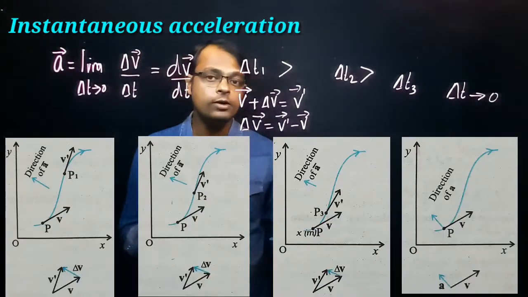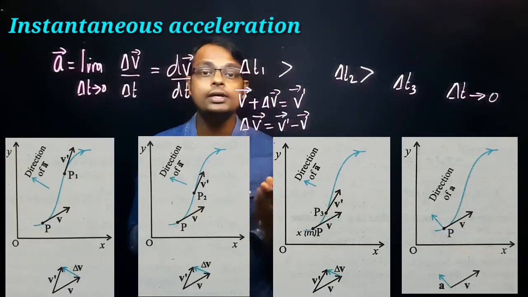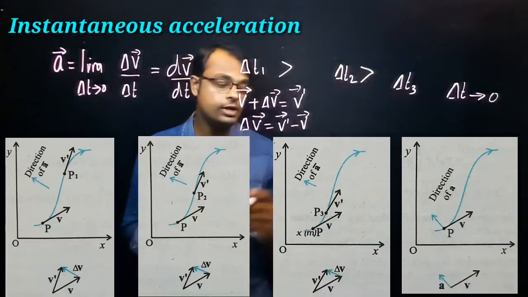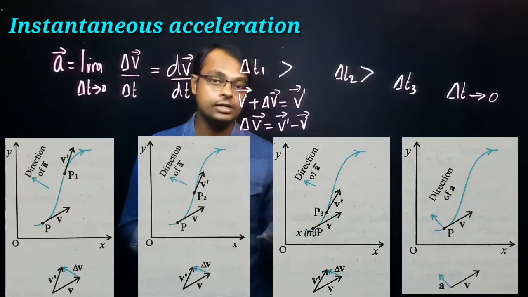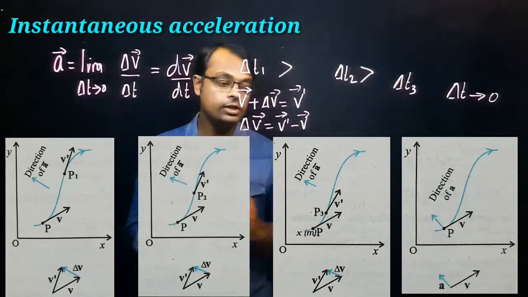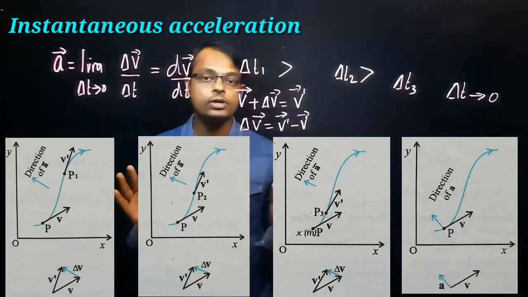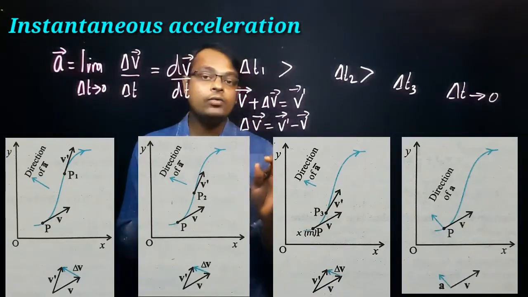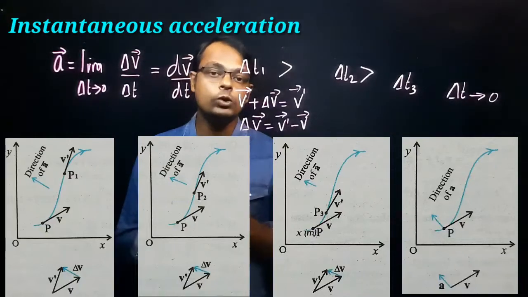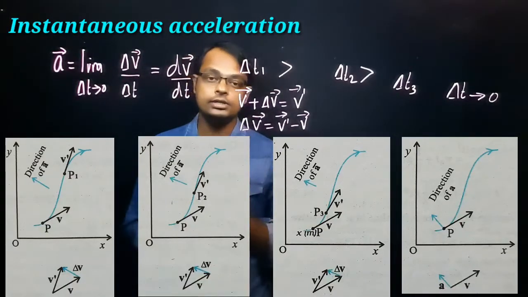Now you can see in the picture, the average acceleration is now changed into what? Instantaneous acceleration. Now you can see here the direction of instantaneous acceleration. See the picture here, that is the instantaneous acceleration direction. So what actually happened here? When delta t tends to 0, the average acceleration becomes what? Instantaneous acceleration. That's what we were discussing in these 4 pictures.